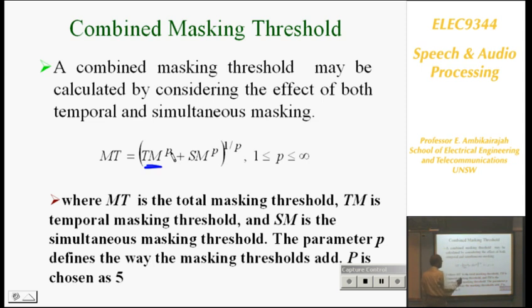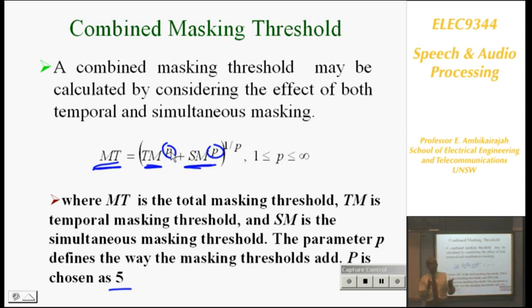So we have found a way of combining them. Once you calculate temporal and simultaneous masking, we add them together using a power law, and we have found that by choosing P equal to 5, we get a better masking. It's very hard to know which P to use. People have used various values for various applications, and that's how you calculate the masking.